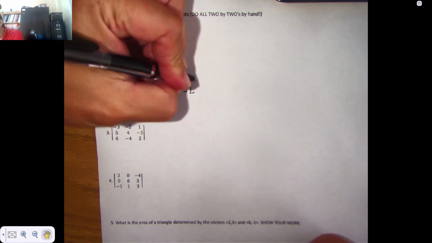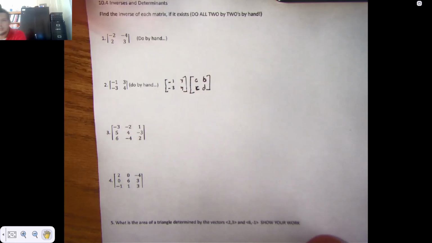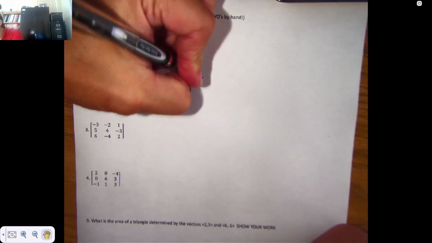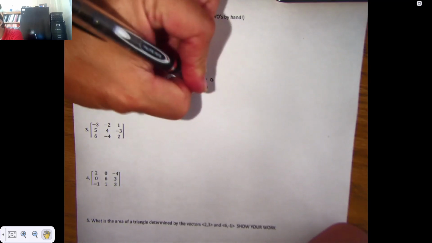We're going to take our matrix, it's a 2 by 2, and we're going to multiply it by another matrix containing the elements A, B, C, and D. Your book might use like W, X, Y, and Z. And we're going to set it equal to the identity matrix 1, 0, 0, 1.